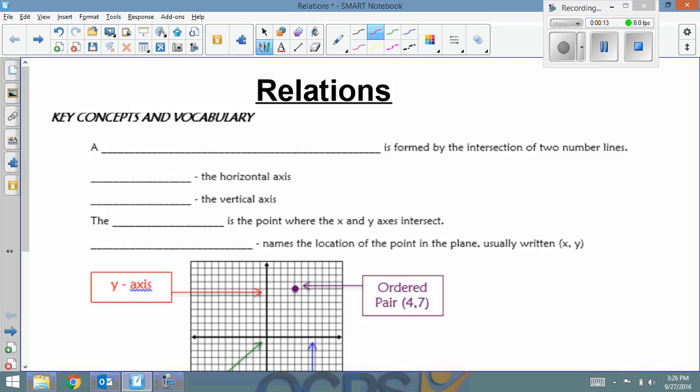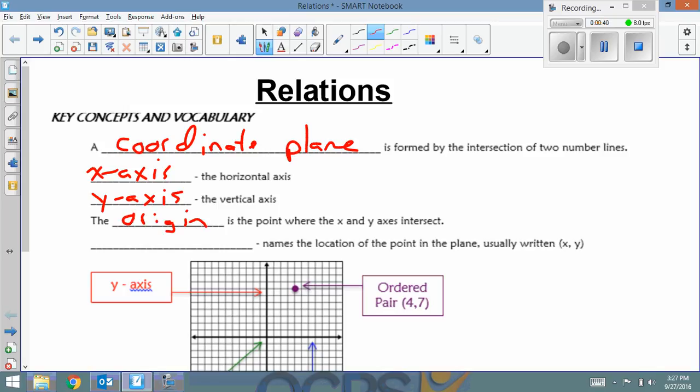Okay, so what we call a coordinate grid or a coordinate plane is when two number lines intersect. We have two axes when we form that. The horizontal one is called the x-axis, and the vertical one is called the y-axis. The point where the x and y axis intersect is called the origin, and that origin is always the ordered pair (0, 0).